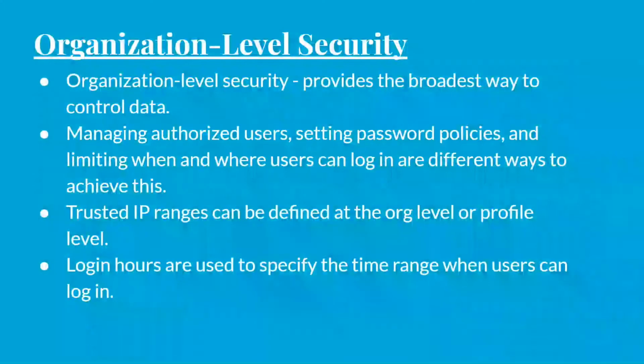So suppose you have defined the trusted IP ranges at the org level and the user is trying to enter from outside of this IP range, then he will receive an activation code, and he has to enter the activation code, and only then will he be able to enter the org. And if the trusted IP ranges are defined at the profile level, then if the user is outside the IP range, he will be denied access. He will not get any kind of activation code, but he will be denied access instantly.